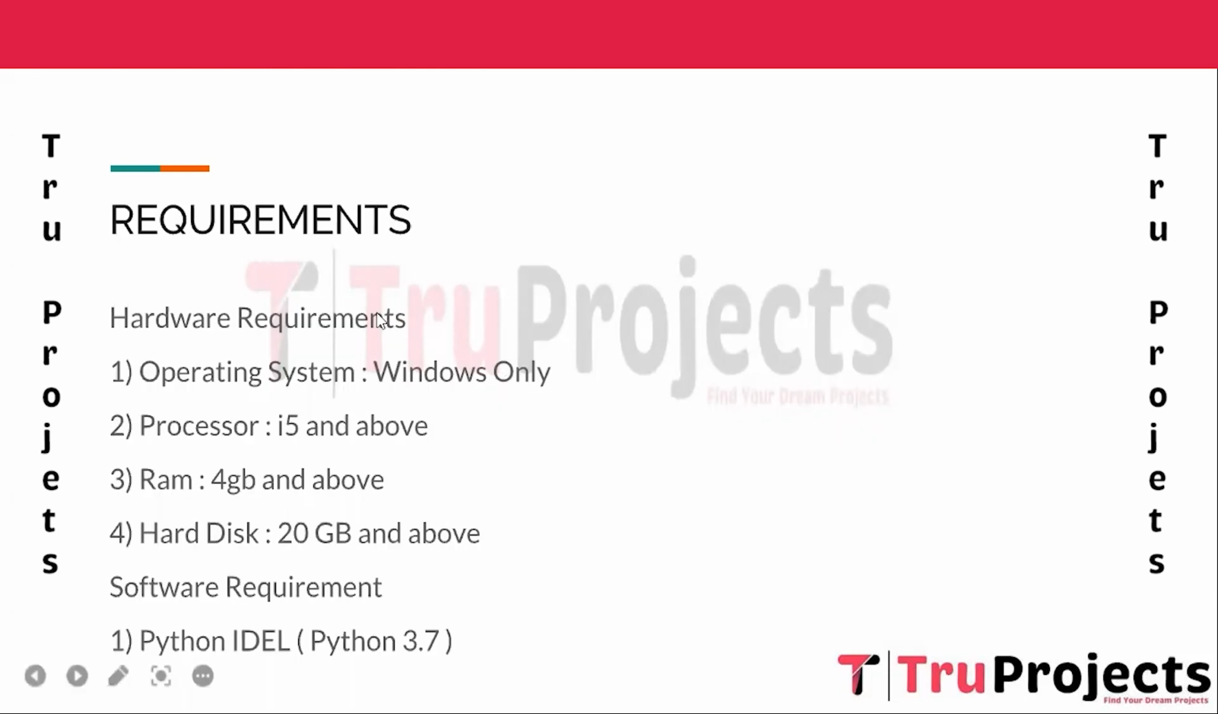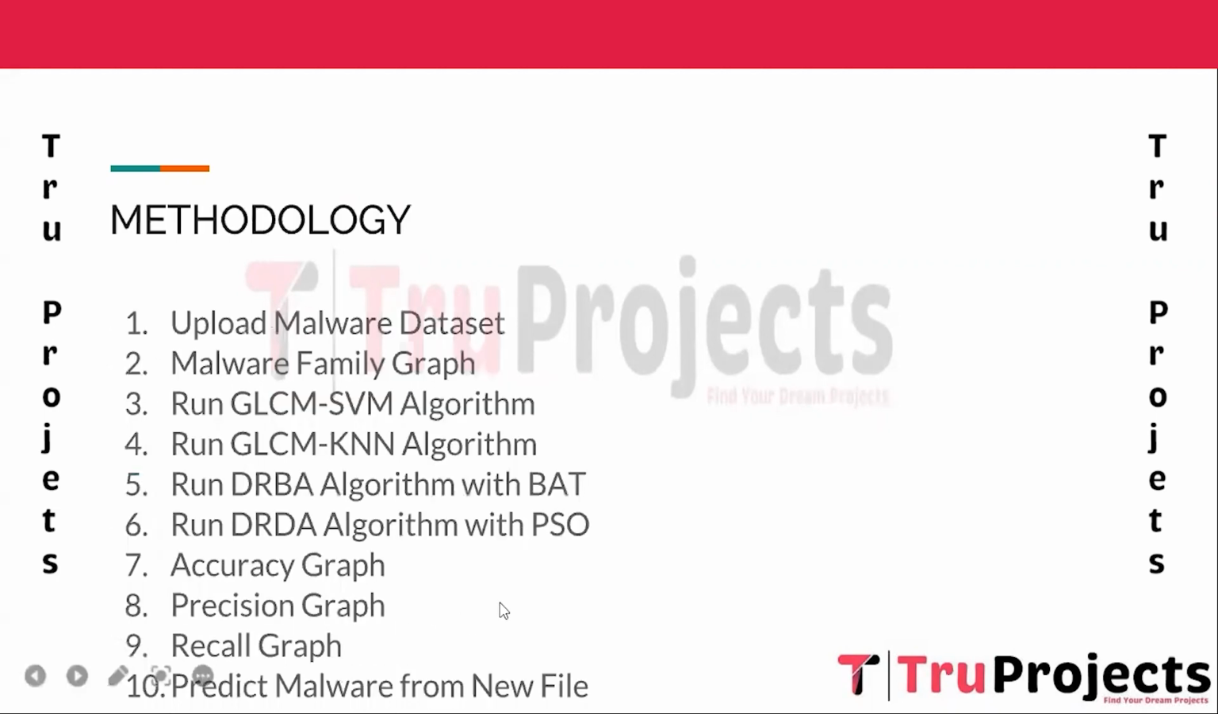The requirements needed to build this project are as follows. Hardware requirements: operating system as Windows, processor of i5 and above, RAM of 4 GB and above, hard disk of 20 GB and above. Software requirement: Python IDE with version 3.7. These are the modules that are developed to build this project.